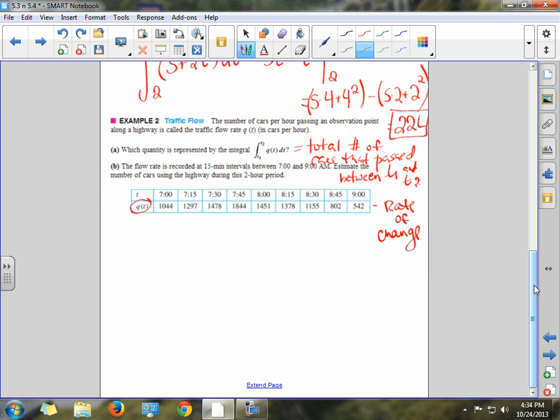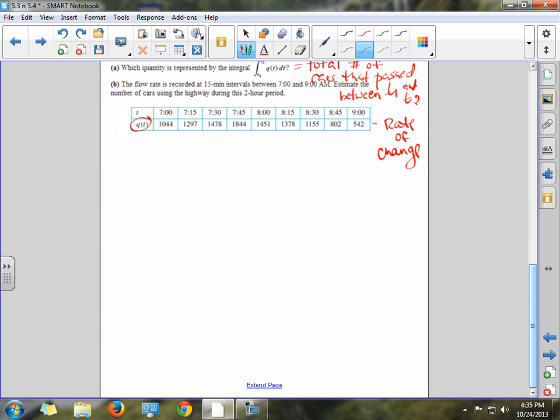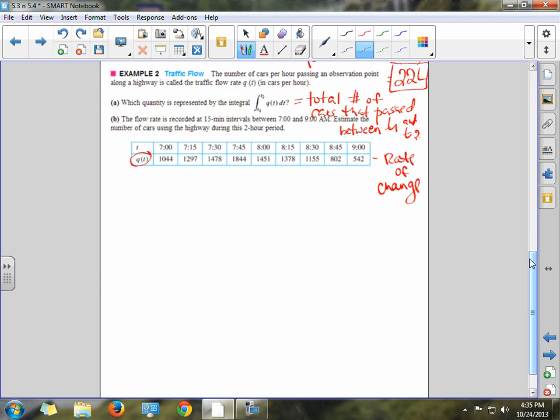So now they say the flow rate is recorded at 15-minute intervals between 7 and 9. Estimate the number of cars using the highway during this 2-hour period. Generally, when they give me a table and they ask me for an estimate, I'm not going to pick left or right. I'm going to do probably trapezoid or midpoint. I think I'm going to do trapezoid here. So I'm going to find left and right, and then I'm going to average the two. So I'm going to do left. I have 1, 2, 3, 4, 5, 6, 7, 8 intervals.